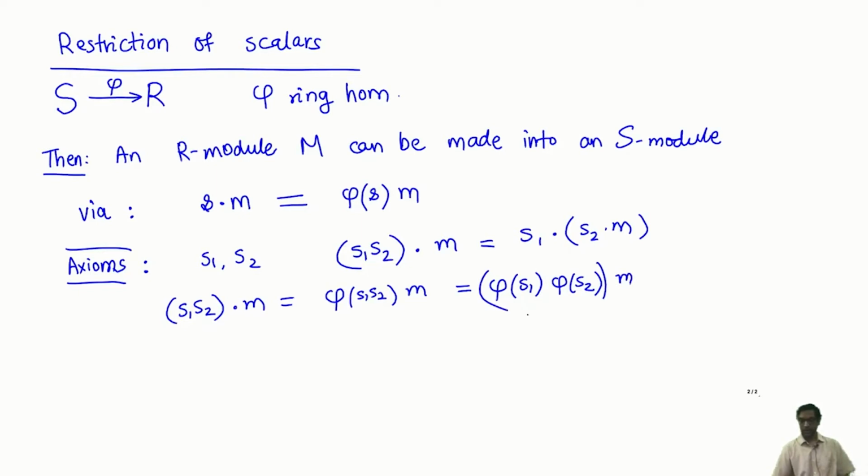But now the corresponding axiom for an R module says the product of two scalars of R acting on m is just what you get by acting one after the other. So it's phi of s1 acting on phi of s2 acting on m. But then that's exactly the right hand side. This by definition is s1 acting on s2 acting on m. Okay, and so on. All the other axioms involve similar verifications. We will need to use all the properties of phi: phi of s1 plus s2 is phi of s1 plus phi of s2, as well as phi of 1 equals 1, identity goes to identity. So all of these will be involved. It's easy to check all the axioms, so I leave that for you to check.